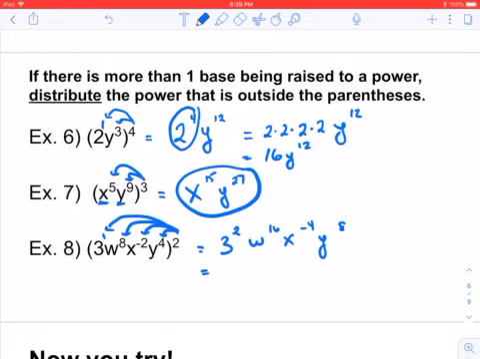And if we worked out the 3 to the 2nd power, that's 3 times 3. So that's 9. W to the 16th. X to the negative 4. Y to the 8th. That should be an 8 there.